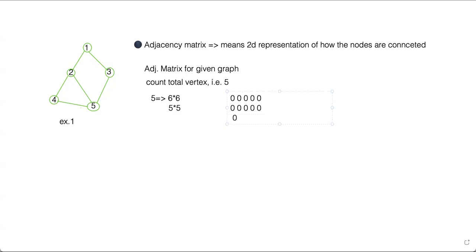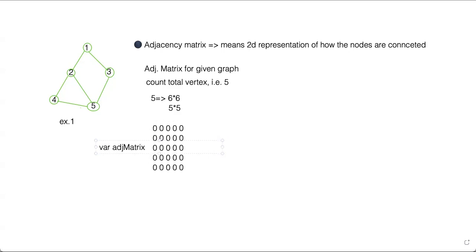So let us build it quickly. I hope you might be getting these things, right? So we have 5 and 5. So we have a 5 cross 5 matrix. So this is our adjacency matrix initially. We have initialized an adjacency matrix. So what we have done? We have done just var adj matrix is equal to this thing.